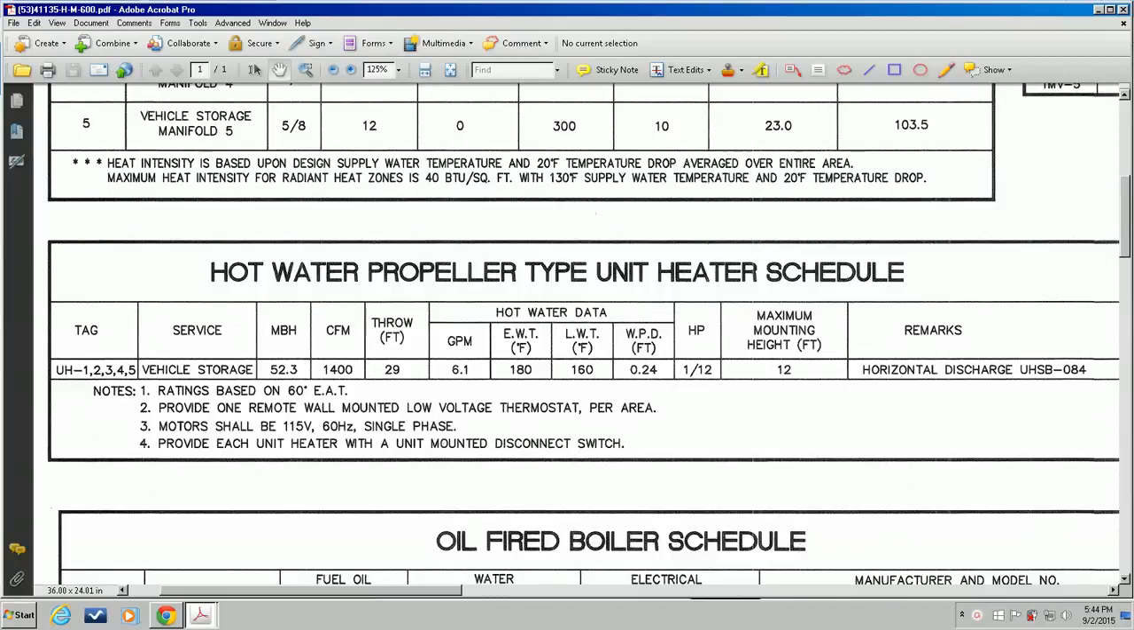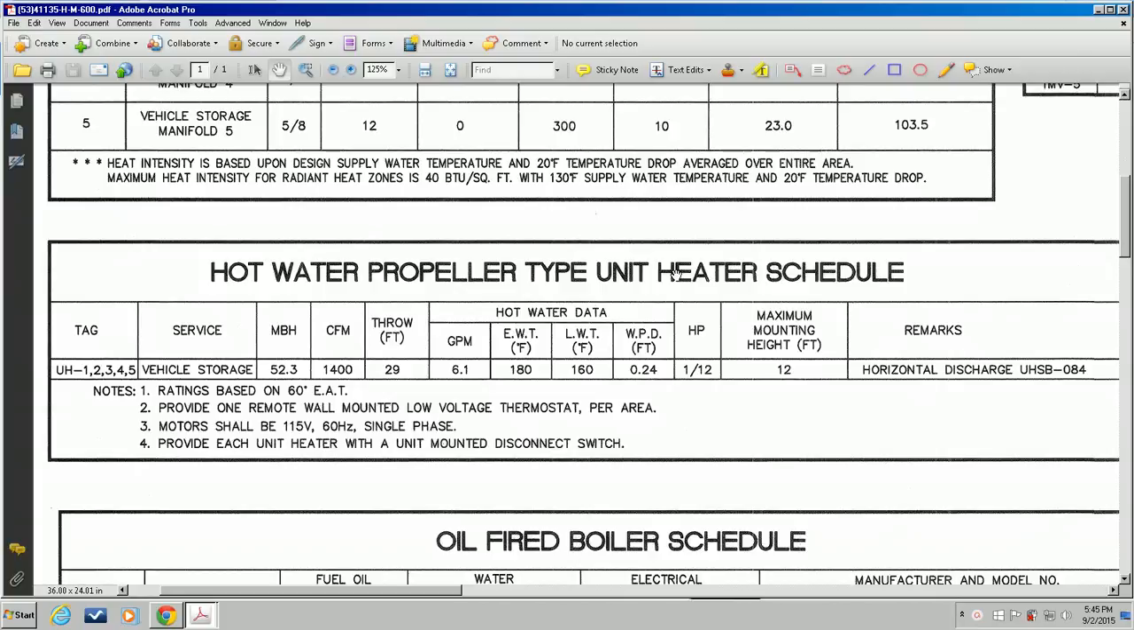Today we're going to learn about a unit heater schedule and what is important when you're looking at a unit heater schedule in order to select it and price it up. So let's take a look at what we have here. The title is fairly self-explanatory. It's a hot water propeller type unit heater. So right off the bat we know that we're working with hot water. We know it's propeller type. And we know it's a unit heater.